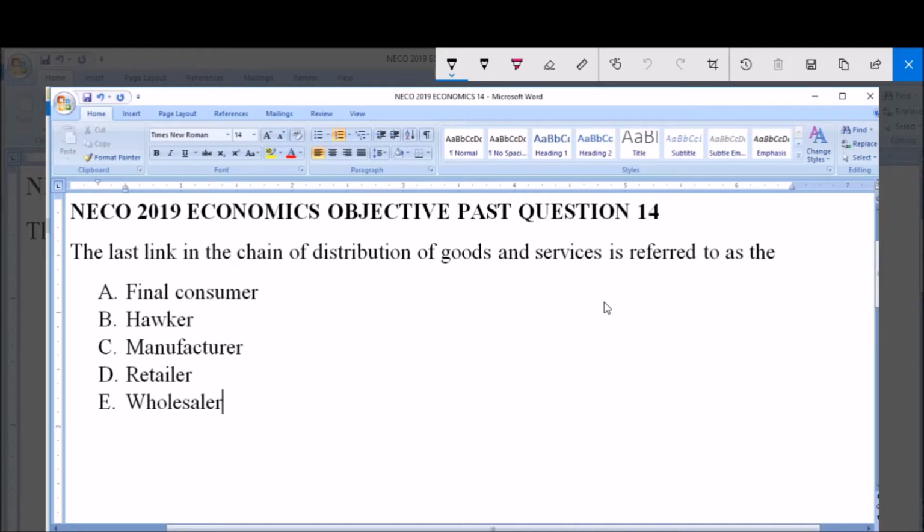The last link in the chain of distribution of goods and services is referred to as the A. Final consumer, B. Hawker, C. Manufacturer, D. Retailer, E. Wholesaler.